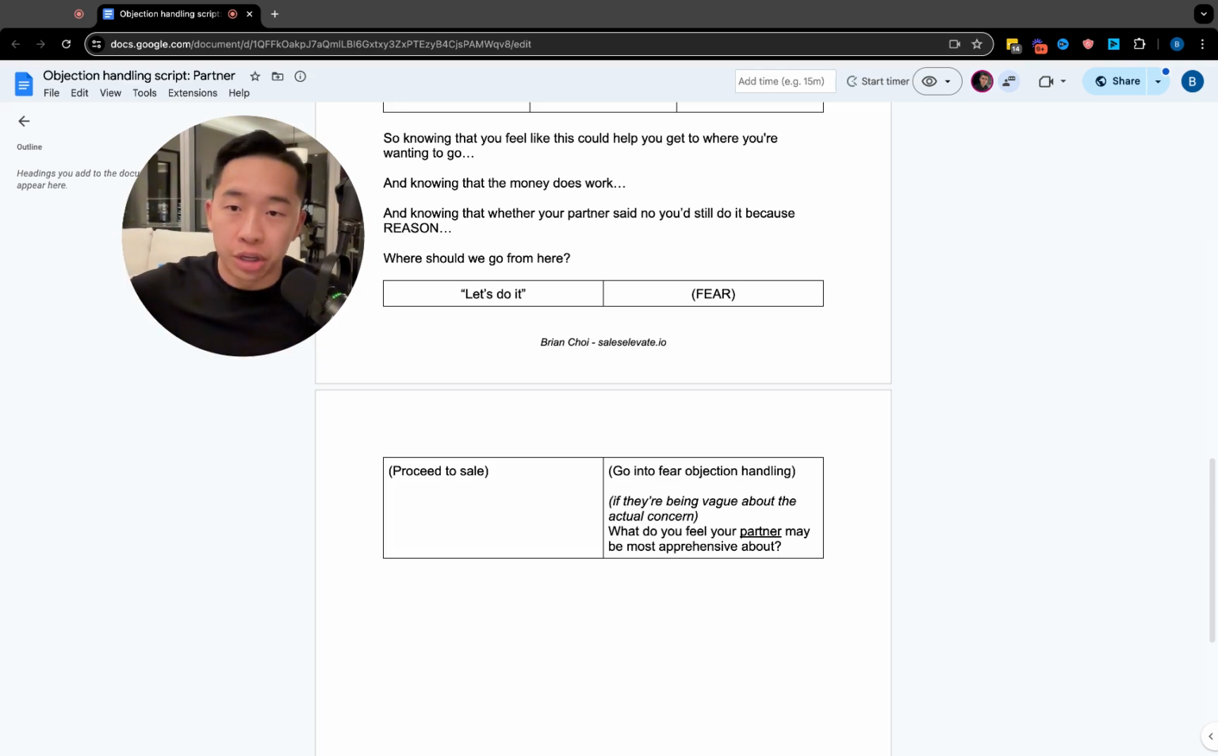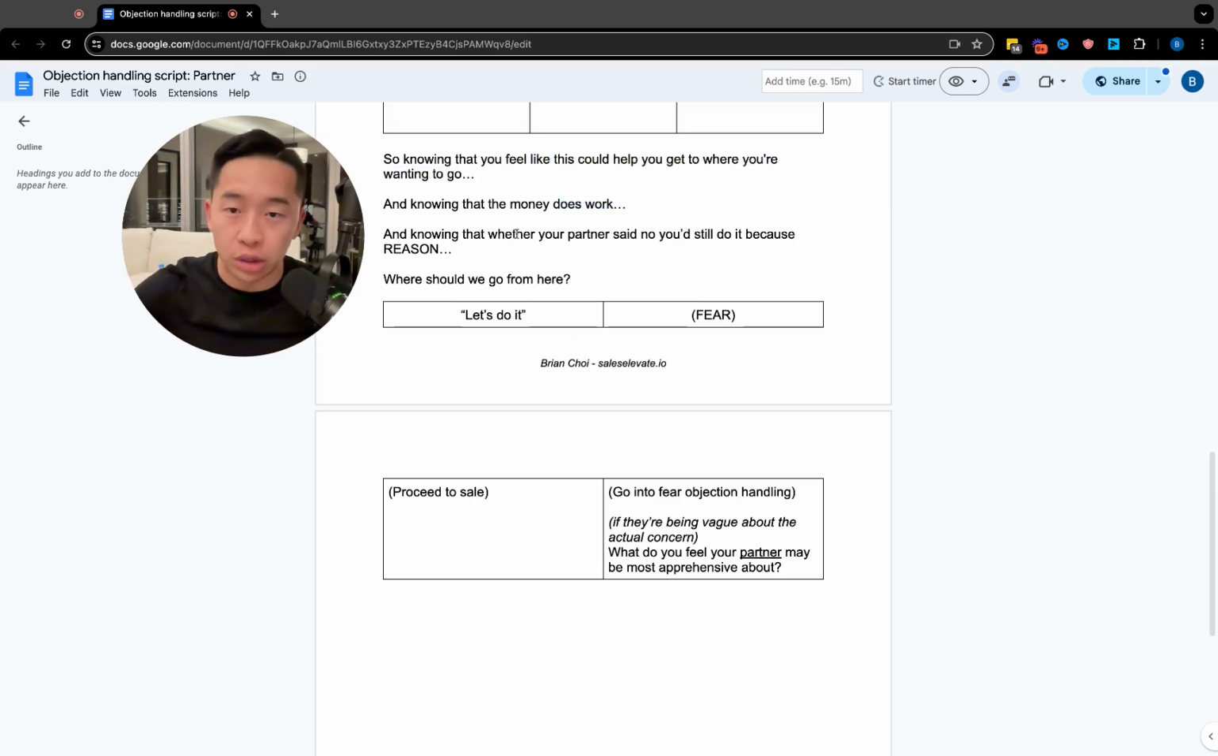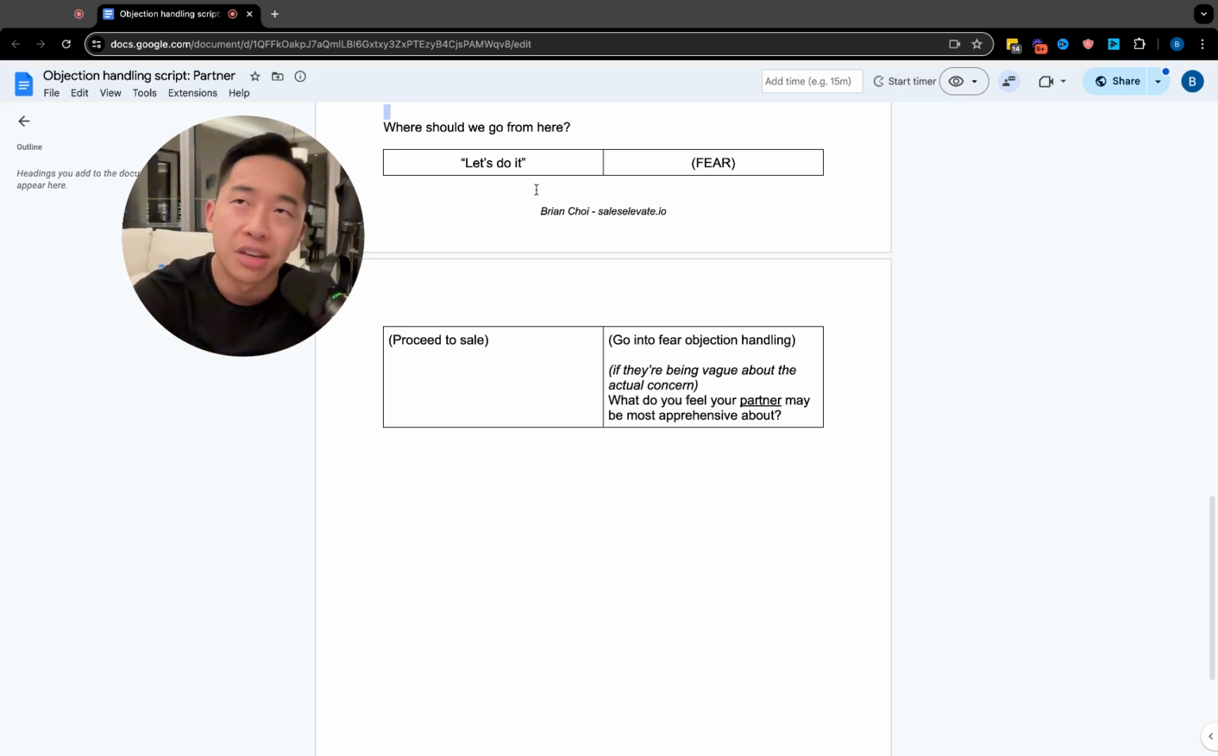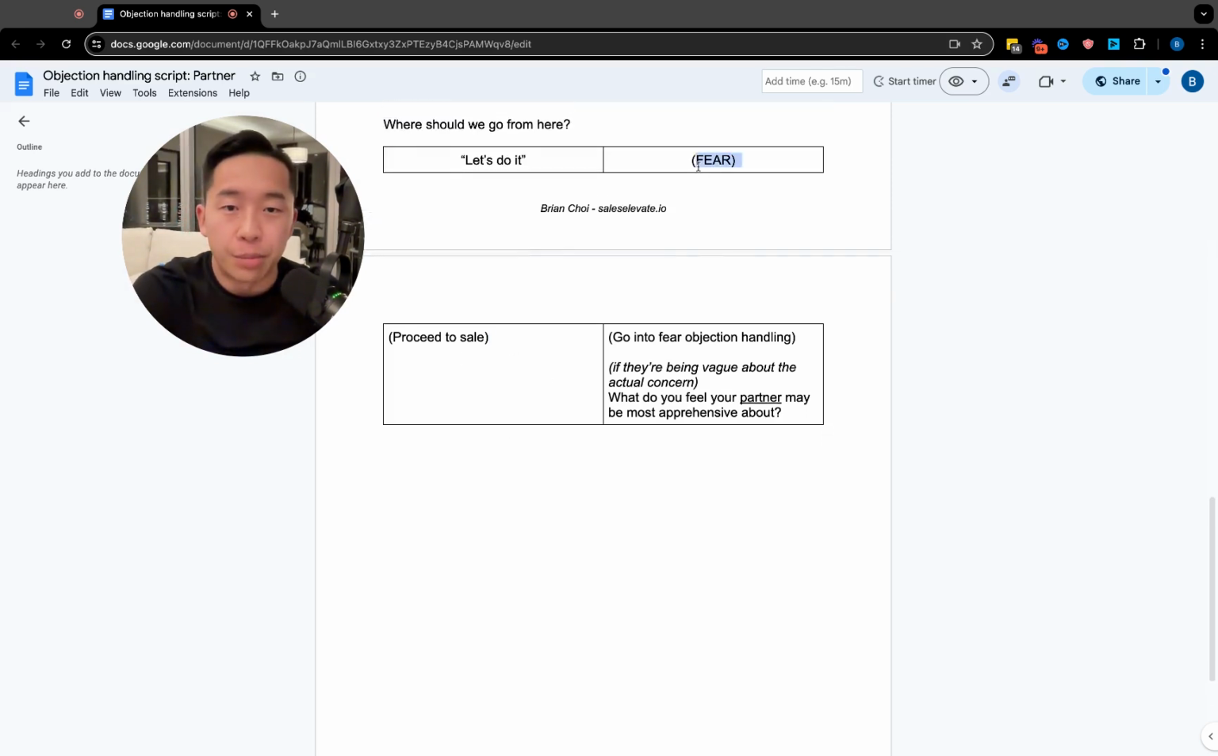So, okay, money, or knowing that you feel like this could help you get to where you want to go. The value, okay, you're closing that door. Money, you're closing that door. The partner, you're closing that door. Where should you go from here? At that point, they'll be like, okay, yeah, let's do it. So logically, they're like, yeah, that didn't make sense, so let's do it. And at that point, you proceed to the sale. If you get more fear, then you go into fear reframes.